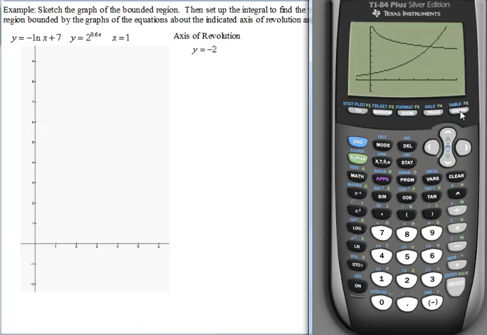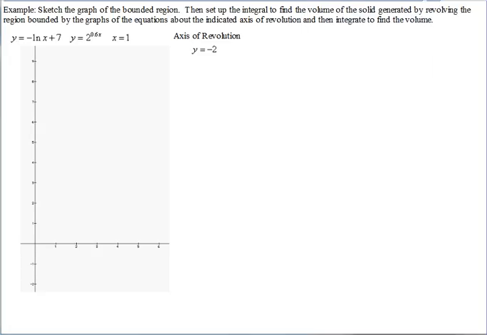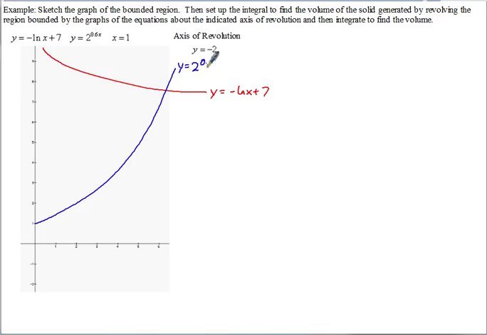So again, let's do a sketch of this on paper here. First one looks like this. Y equals negative natural log of x plus 7. And then the second one is y equals 2 to the 0.6x. So with just those two alone, notice there is no region enclosed, but we have one more.